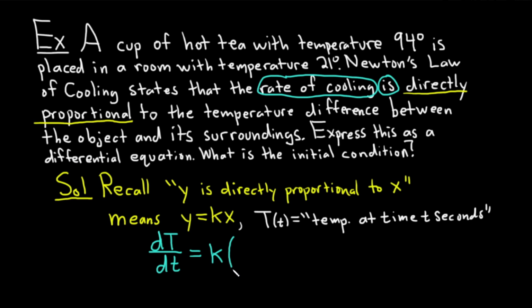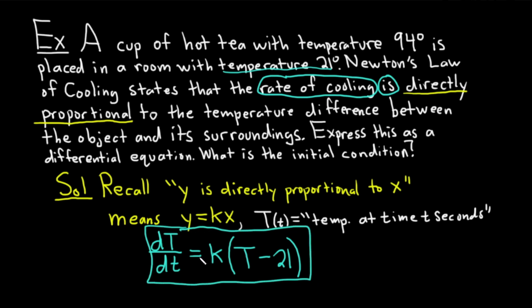So parentheses, the temperature of the object we said was big T, and minus the temperature of its surroundings. So it's placed in a room with temperature 21 degrees, it says. So that's going to be the temperature of the surrounding area. That's going to be the differential equation right there. dT/dt is equal to k times (T minus 21).